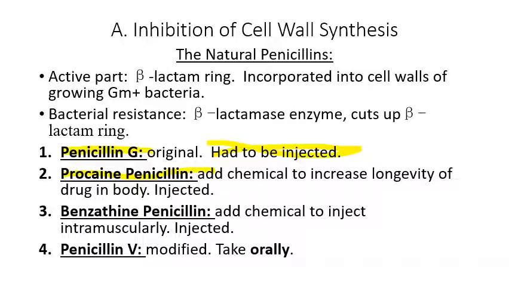There was another minor modification of penicillin called benzathine penicillin, which again you have to inject, but it's meant to be injected intramuscularly into the muscles, where it lasts even longer than if you inject it into the blood. And then finally, the synthetic chemists modified the original penicillin G a little bit to create something called penicillin V, which can be taken by mouth, orally.